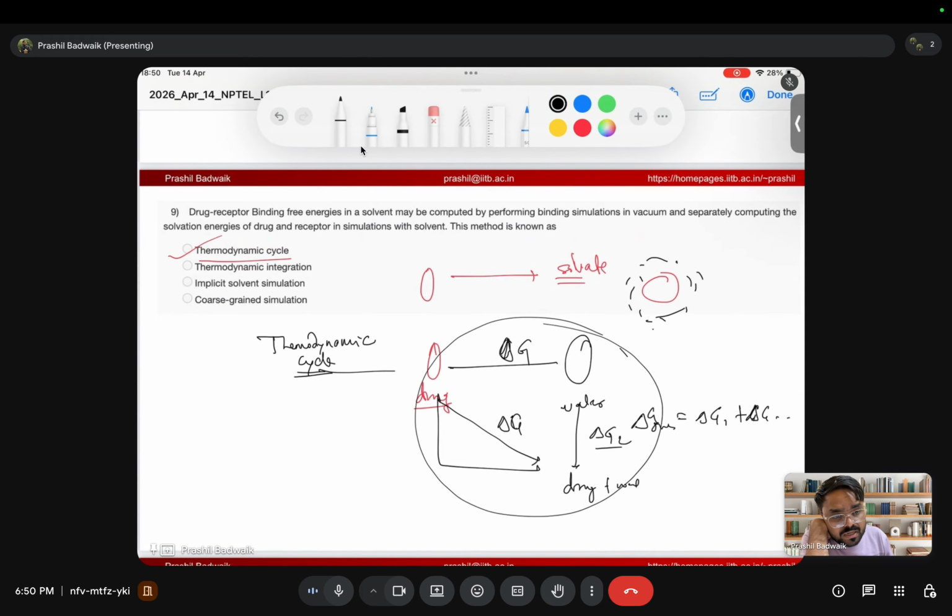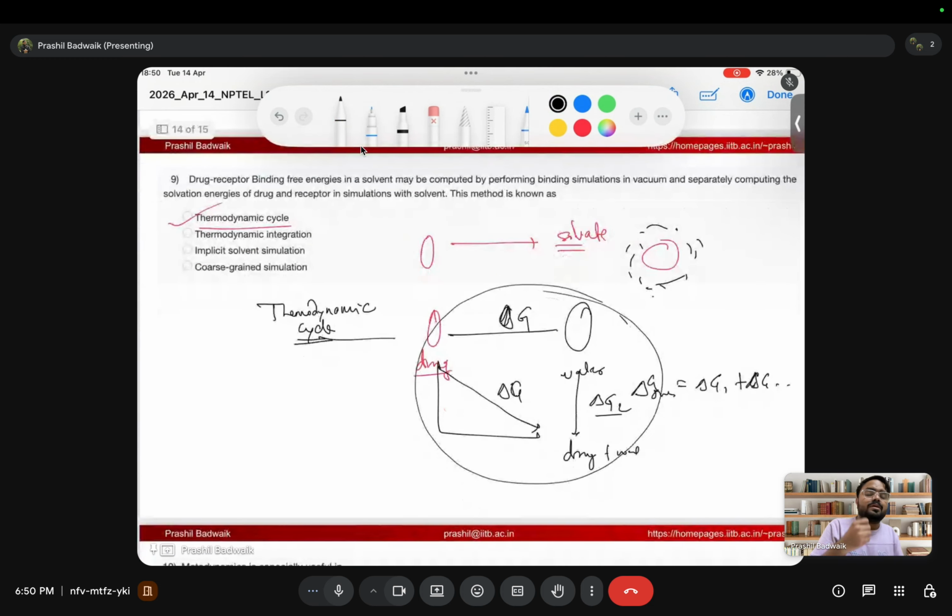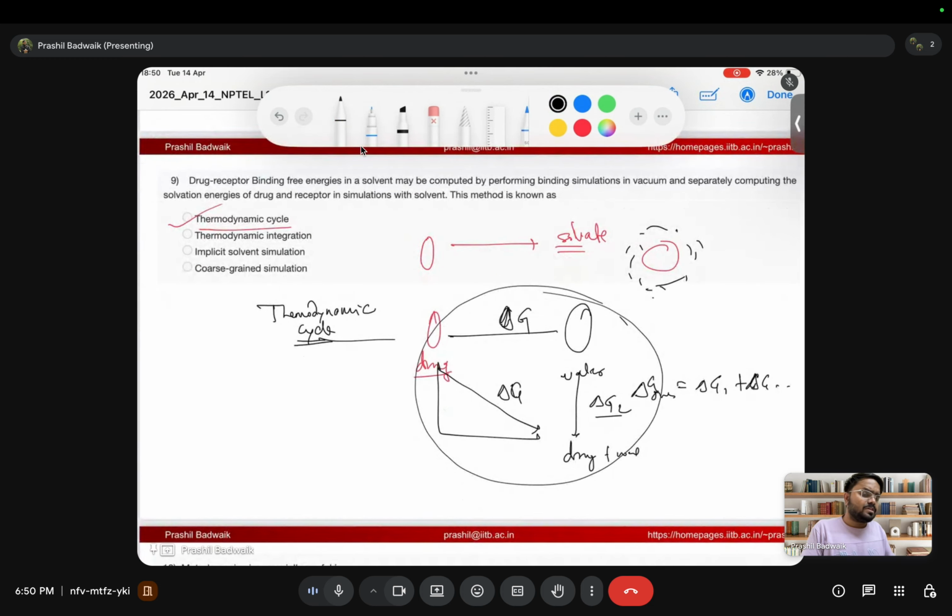This thermodynamic cycle can be used to compute the binding free energies, right? Binding free energy, solution free energy if it is water, if there is a drug and then there is a receptor, right? So in that case it is also called drug binding, receptor binding free energies. So this is how it is. Do let me know if there are any doubts. I am here. The next question, that is the last question of the day, right?